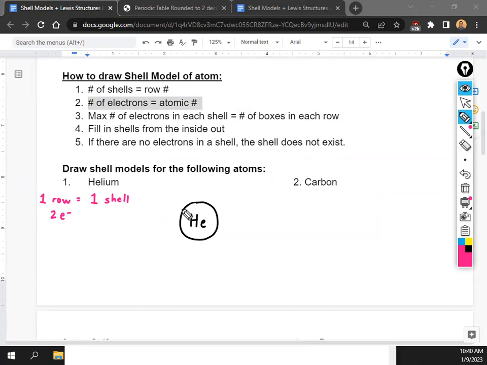Okay, now since helium only has 1 shell, we're going to put the 2 electrons in that shell because there's only one place it can go, right? It's in the 1 shell. So we're going to draw helium like that. And there you go. That's what helium looks like. Super simple. Okay, all we had to do is count the rows. Then we had to count the electrons. And then we just needed to fill them into the circle. Okay, that's it.